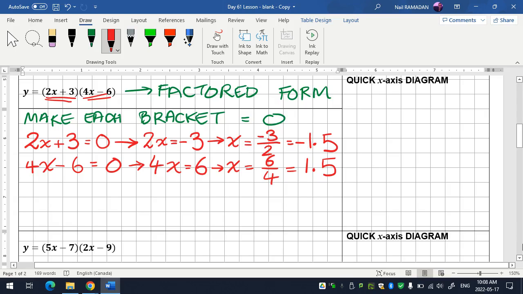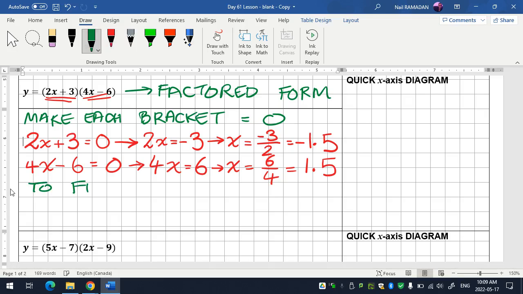Now what do you do? By the way, you are done the x-intercepts. What's the point in between all the time? What's the point in between, the vertex? So to find the vertex, all right, let's do this. X, V, yeah, go ahead.